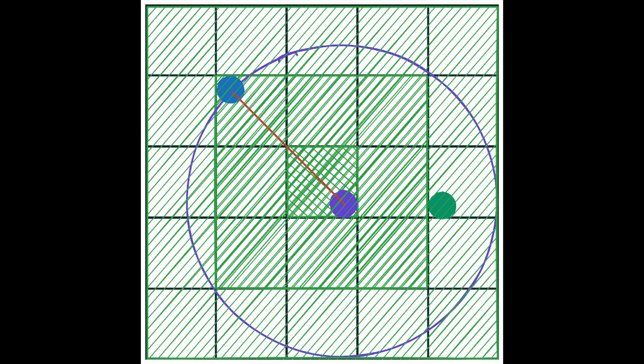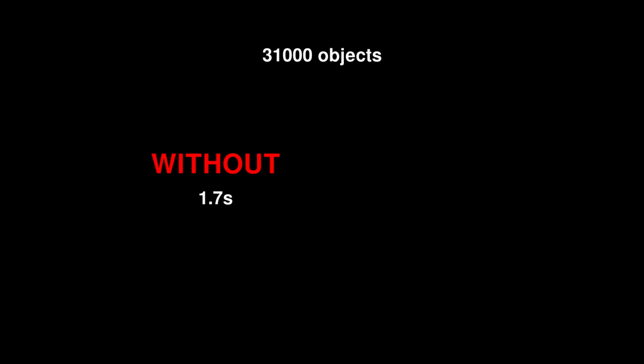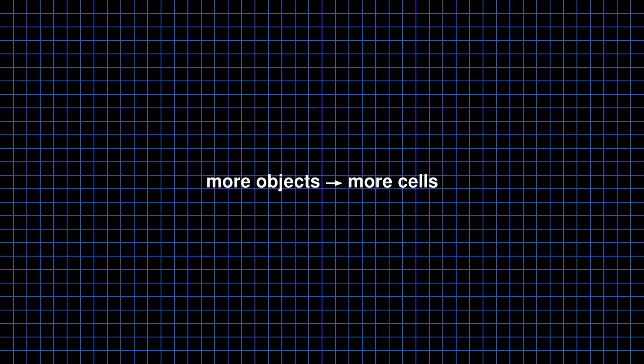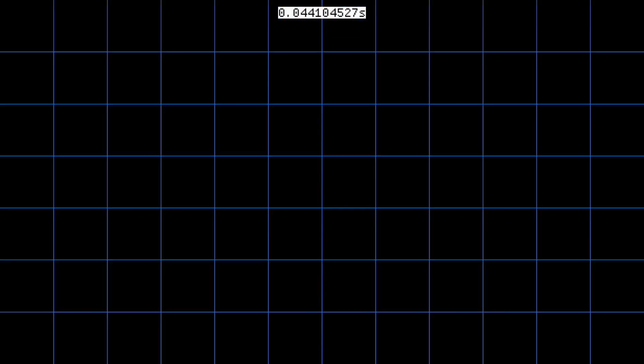Now let's take a look at benchmarks. This is how long it takes to find the closest neighbor for each of the 31,000 objects without spatial hashing. And this is how much faster it becomes if we do use it. And you can obviously use as many cells as you want, but the general rule has to be that the more objects there are, the more cells there have to be. I've also made a demonstration you can play around with and try different cell layouts for different amounts of objects.